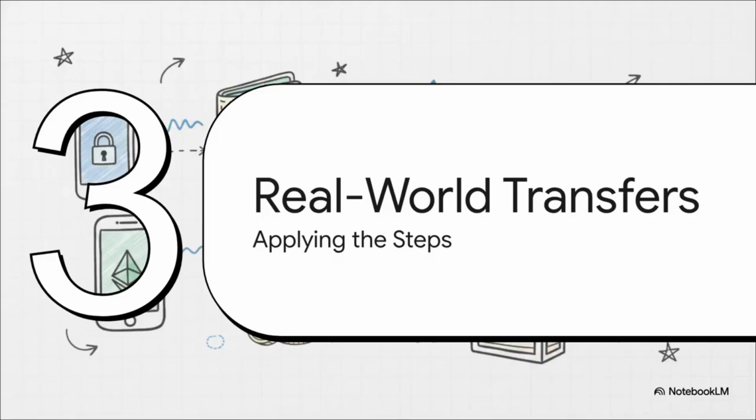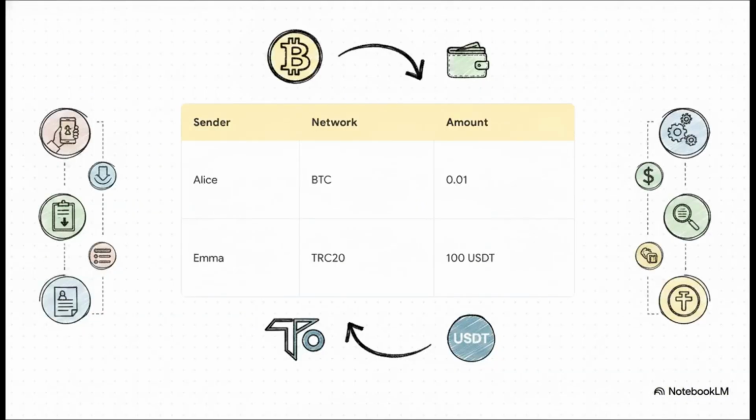Let's move to part 3 and see how this builds. Real-world crypto transfers, applying the steps. So take a look at Alice sending 0.01 Bitcoin to Bob, versus Emma sending 100 USDT to Liam on the Tron network. These are two totally different assets, living on completely different blockchains, but the structural steps, they remain exactly the same.